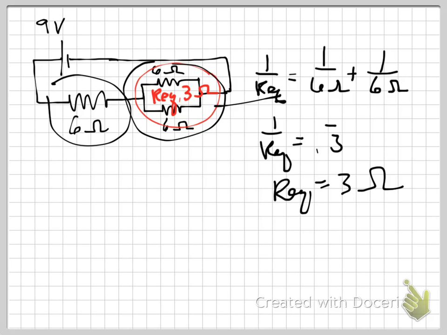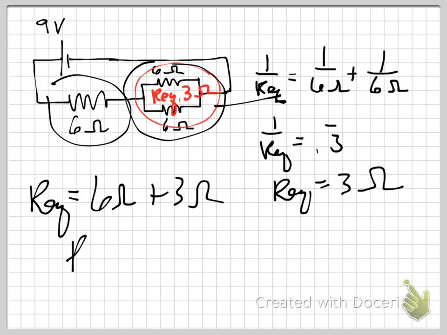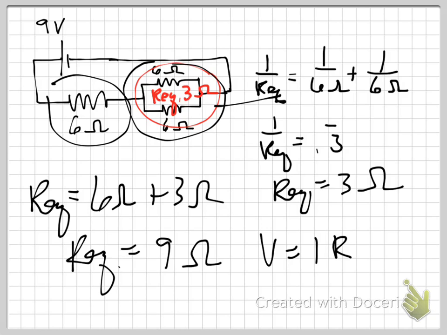Now we just have two in series. This is in series with this, so the equivalent resistance of the whole circuit is 6 ohms plus 3 ohms, 9 ohms. Because V equals IR, V divided by R equals I. So 9 volts divided by 9 ohms, you have 1 amp of current in this circuit. Okay?